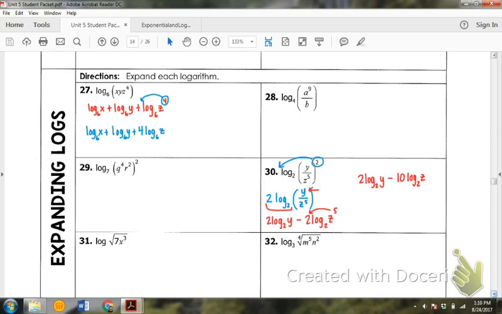On your homework, you need to do page 16, 1, 3, 5, 7, and then on page 17, 13, 16, 18.